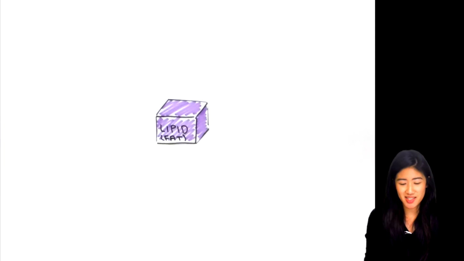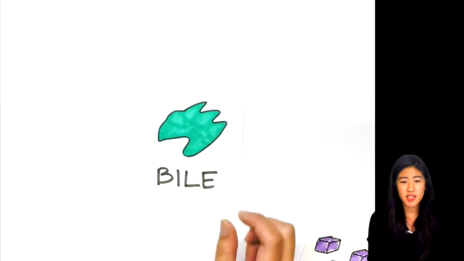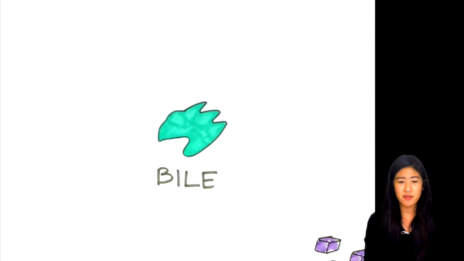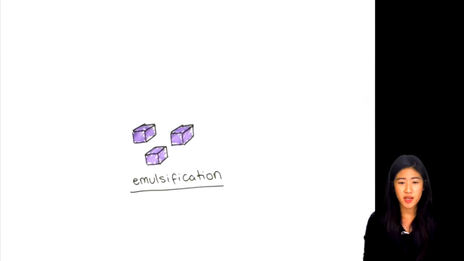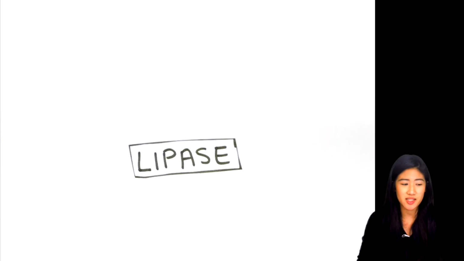If you pretend this is fat, bile breaks down the fat essentially into small droplets that are easy for the lipase enzymes to work on. This process is called emulsification. The enzyme that breaks down lipids is called lipase. Lipase enzymes break down the fat into fatty acids and glycerol.